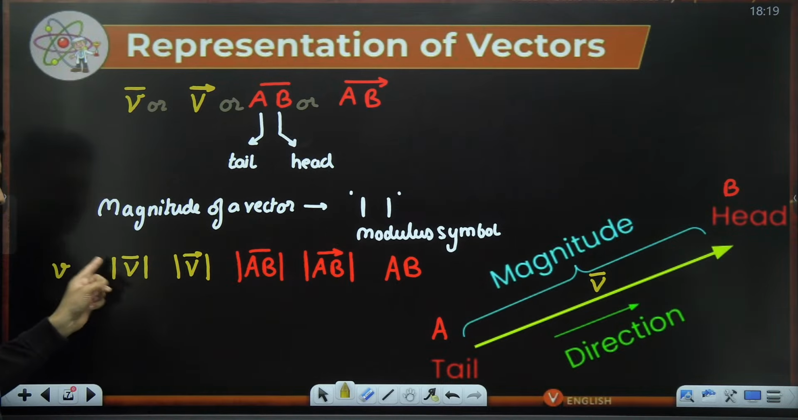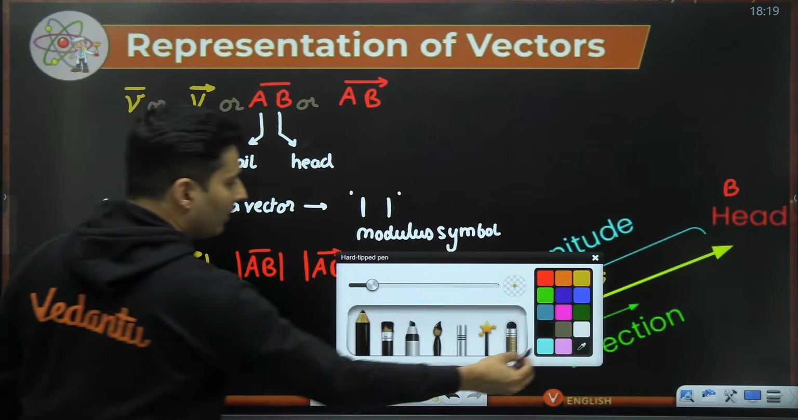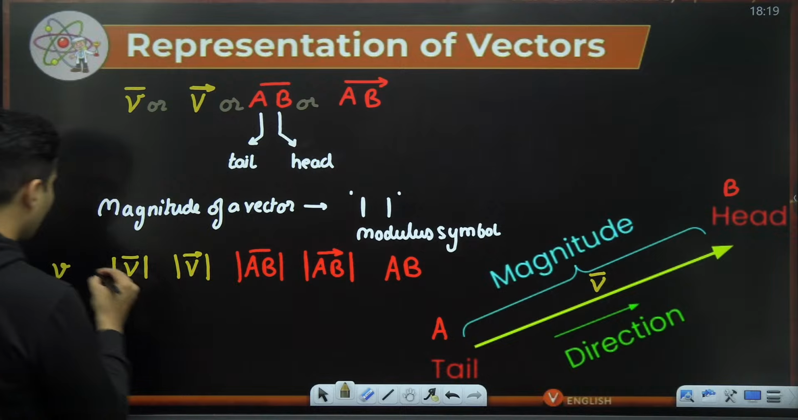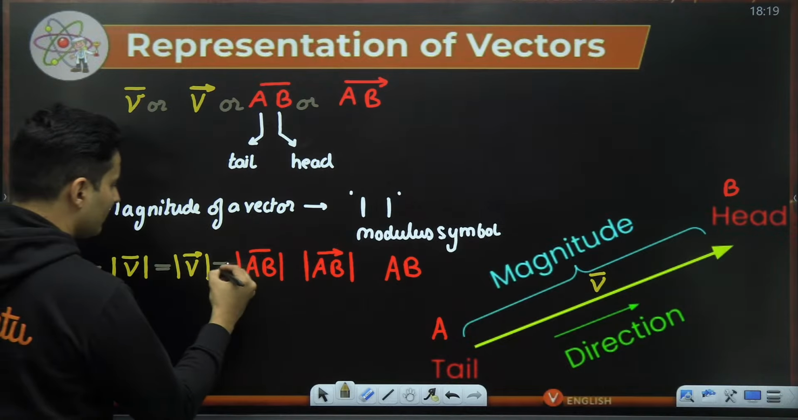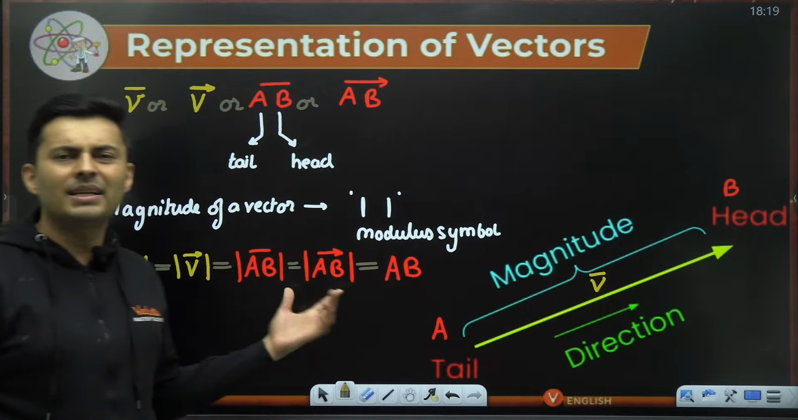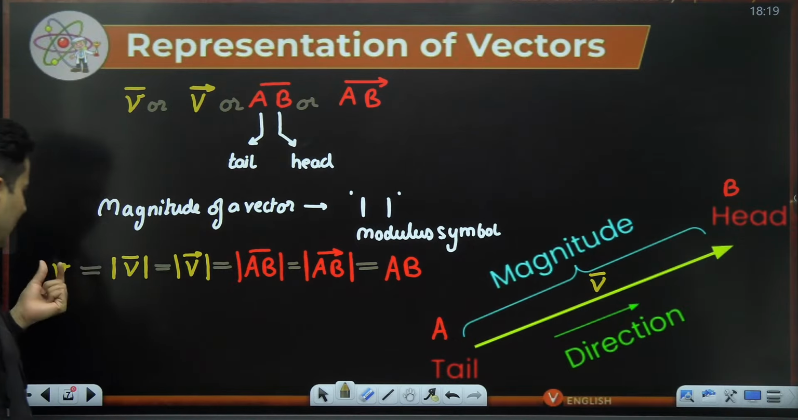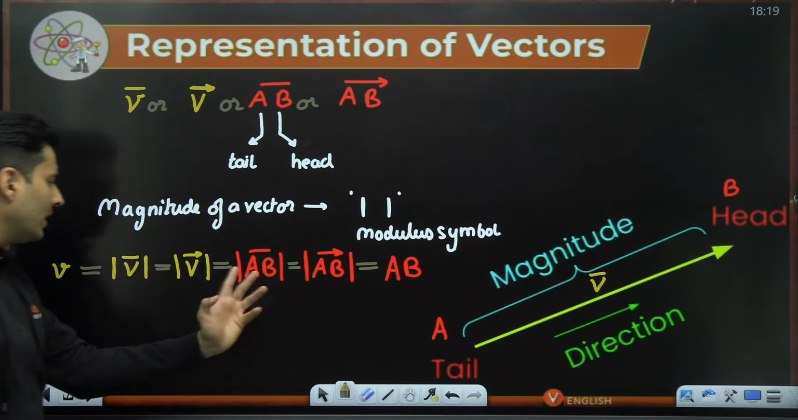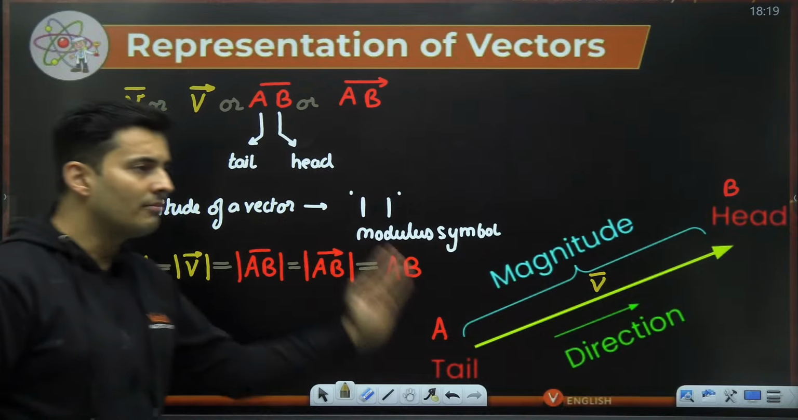But if the mod is not there, then don't write the bar. So all of them are exactly the same thing, whether it is this, this, this, or this. So when I don't put the bar, I'm basically measuring the length of AB or the length of the vector V. Okay. So when you put mod, it means magnitude.